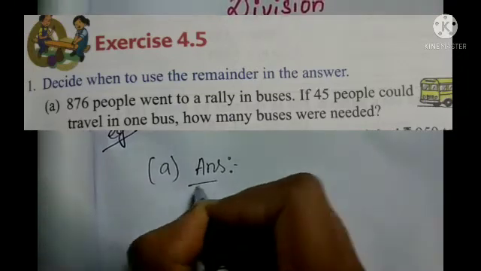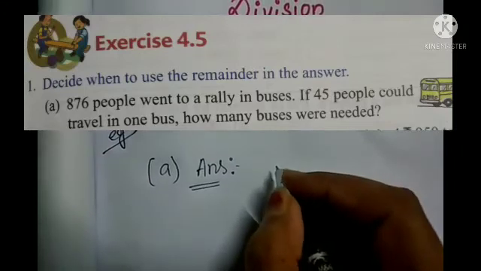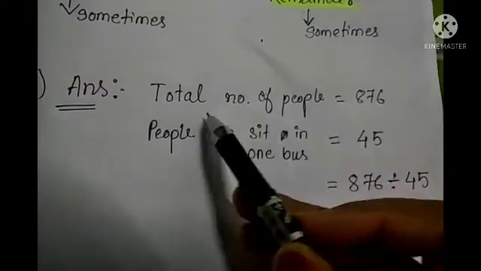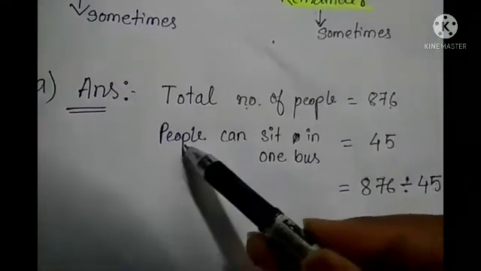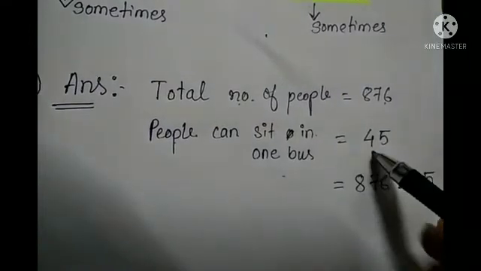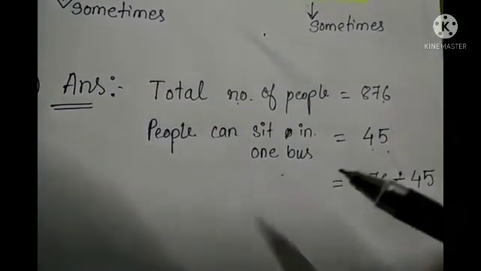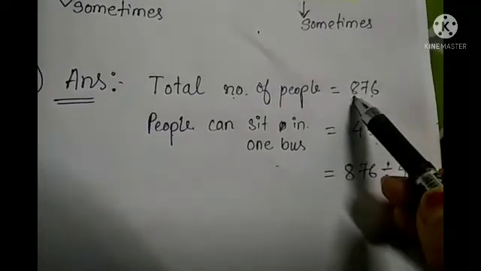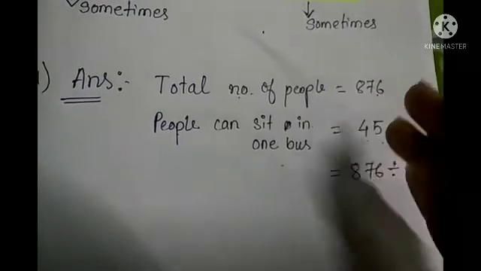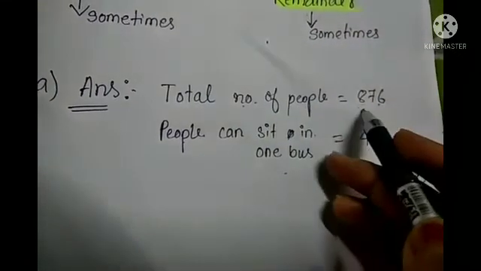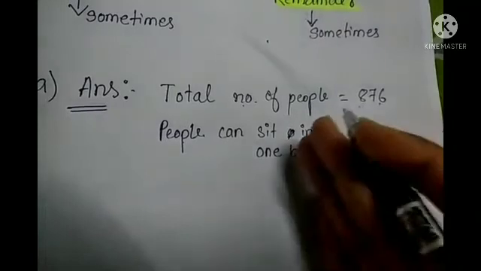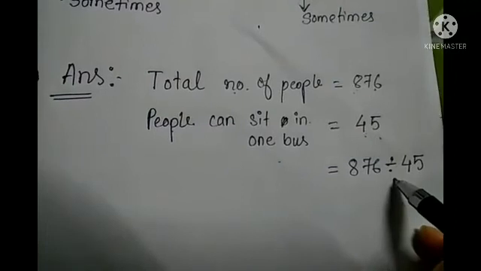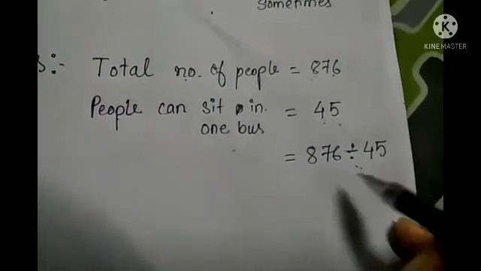Here it is given the total number of people. I will write it here so you can see. You have to write it this way: total number of people this much, and people who can sit in one bus, 45, right? So we have to find out in how many buses 876 people can sit. That means how many buses will be required for this many people. We put 45 in one bus, 45 in another, 45 in another, and so on. So what are we doing? Division, right? So you have to divide it.